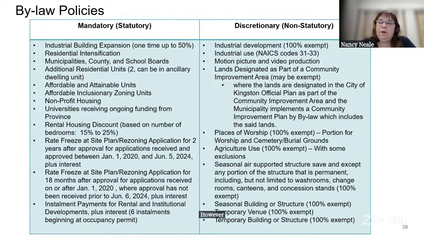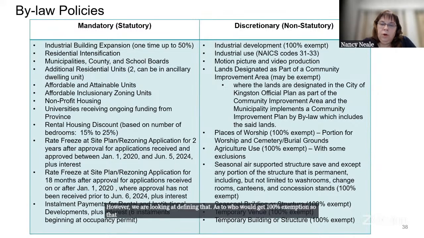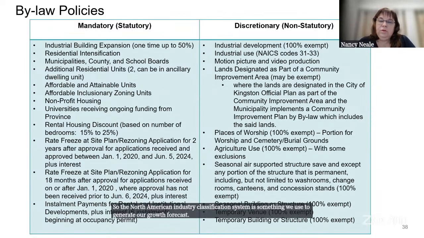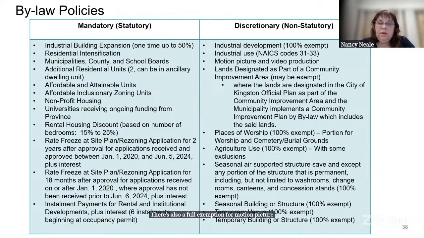However, we are looking at defining who would get the 100% exemption so that it's a little more clear. The North American Industry Classification System is something we use to generate our growth forecast. There are certain codes for the industrial sector, codes 31 to 33, that will receive that 100% exemption going forward. It's just a little more refinement to make it clear as to who will get those full exemptions versus who won't. There's also a full exemption for motion picture and video production developments in the city that will continue moving forward.